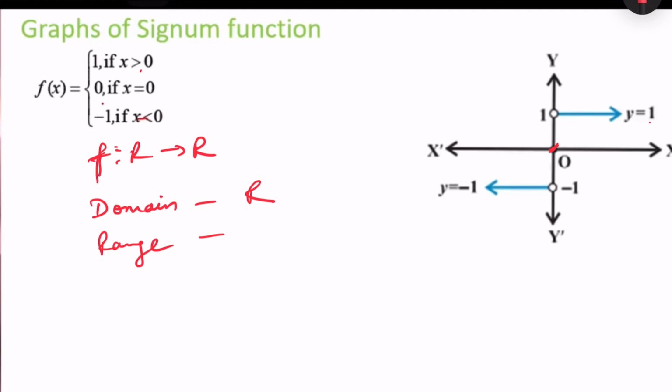So the domain of the signum function is R. The domain is the set of all real numbers, and the range is the set of -1, 0 and 1. It takes only these numbers, when x is greater than 0, x is equal to 0 and x is less than 0. These three numbers it takes. So this is the range and domain of the function.